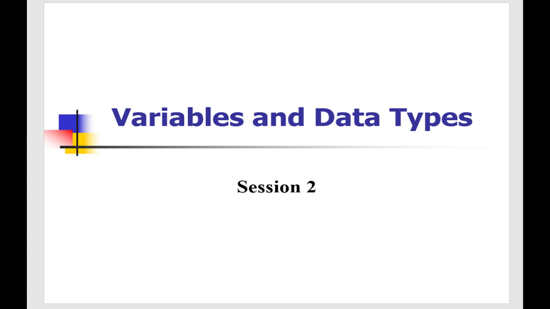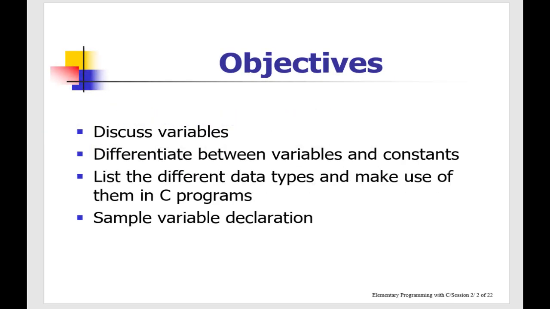In today's session, we'll be looking at variables and data types, and let's begin by looking at the session objectives. By the end of this session, you'll be in a position to discuss what is a variable. You'll also be in a position to distinguish or differentiate between variables and constants. You'll also list the different data types and make use of them in C programs. And we will wind up the session by looking at sample variable declarations. Let's begin by looking at variables.